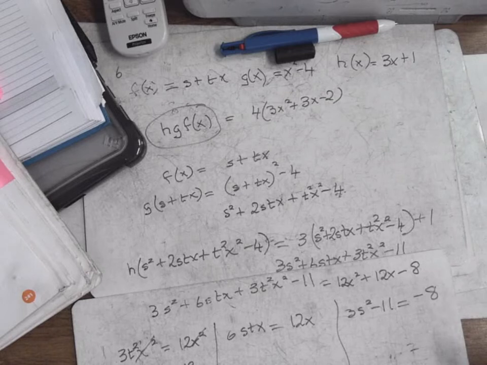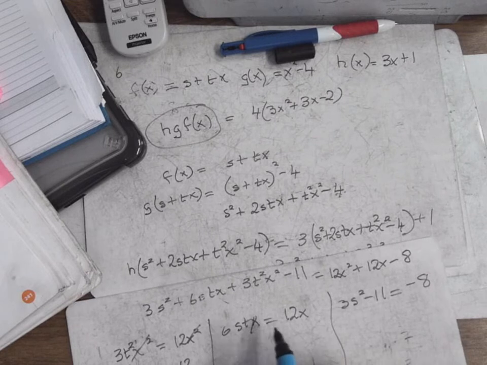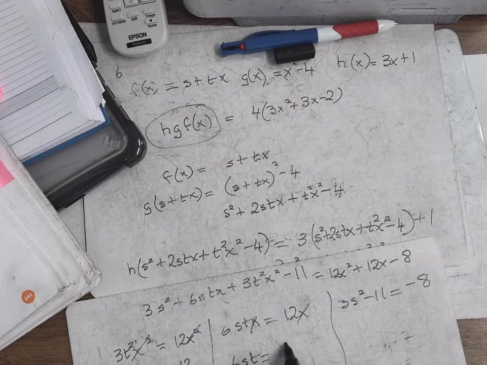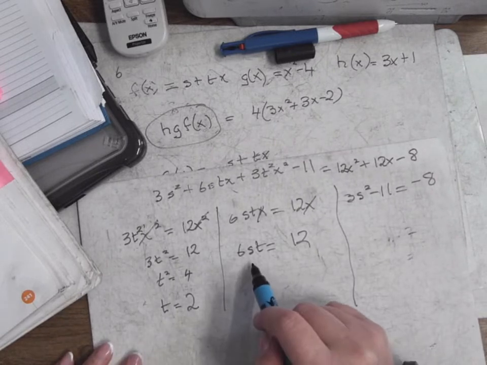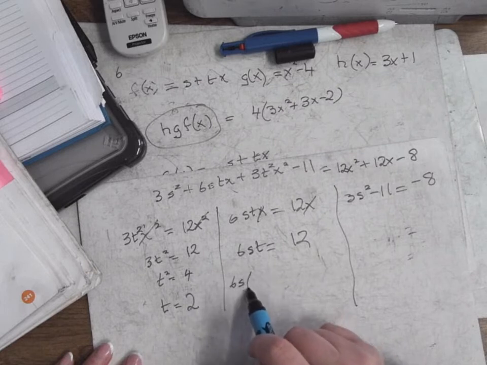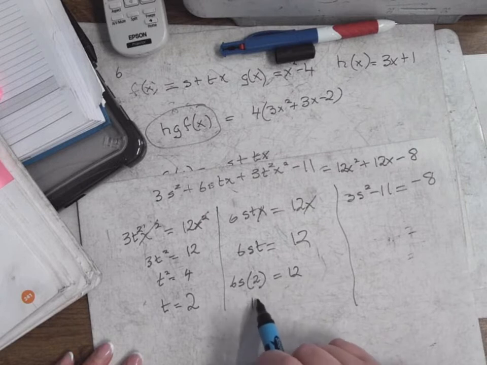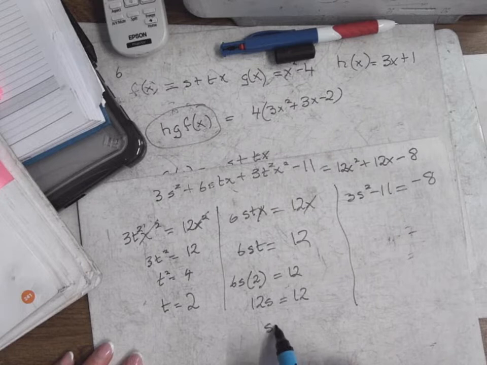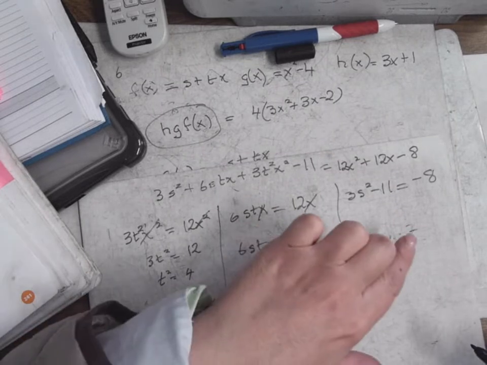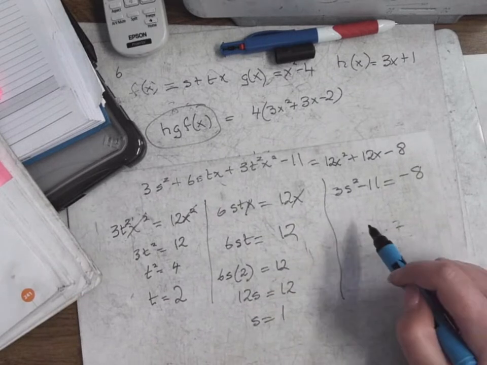Is that alright? Okay. Over here, knock off the x's, so I get 6st equals 12. So I've just figured out that t is 2, so that's 6s times 2 equals 12. So that's 12s equals 12. So that means s is equal to 1. Right, I don't need to work out this because I solved for s and t, but I could just use it as a check.